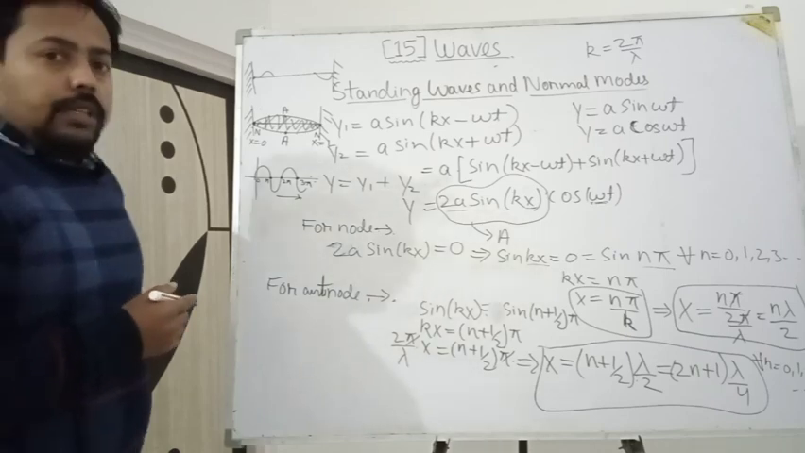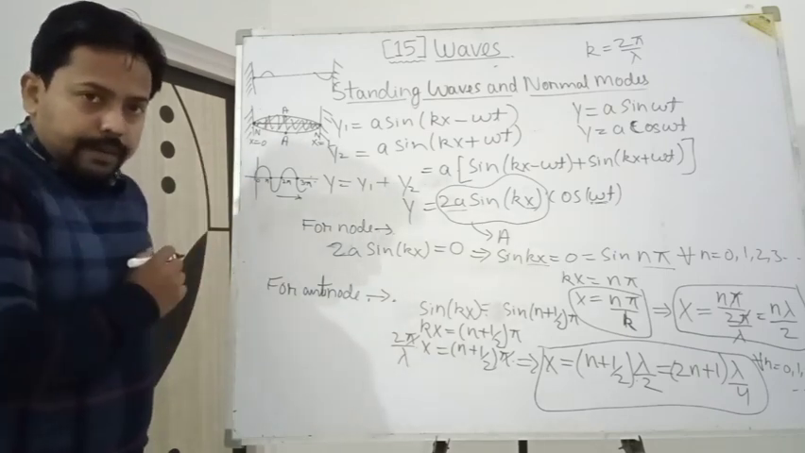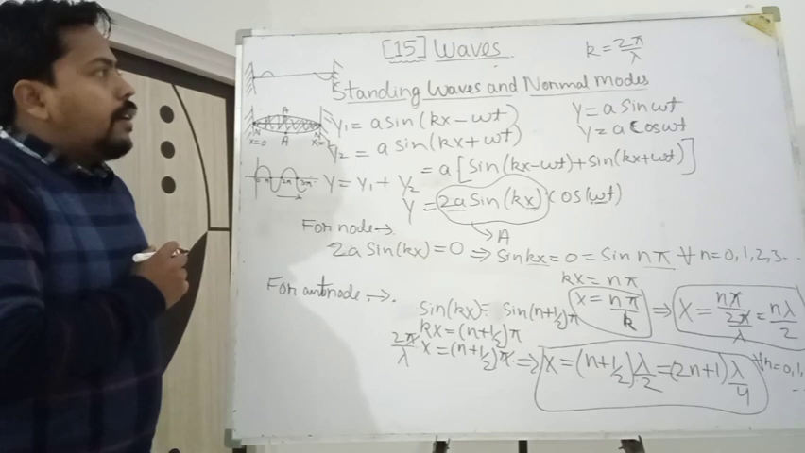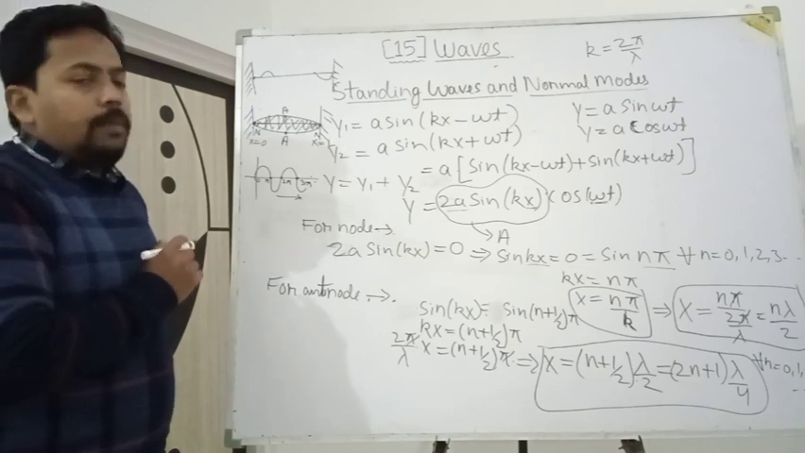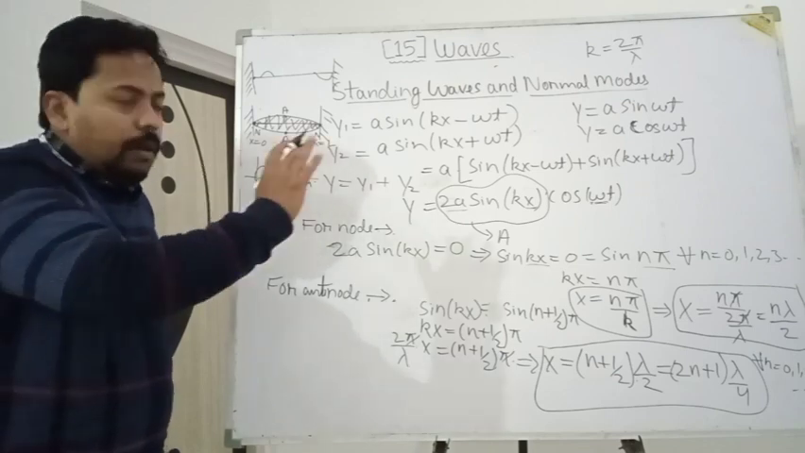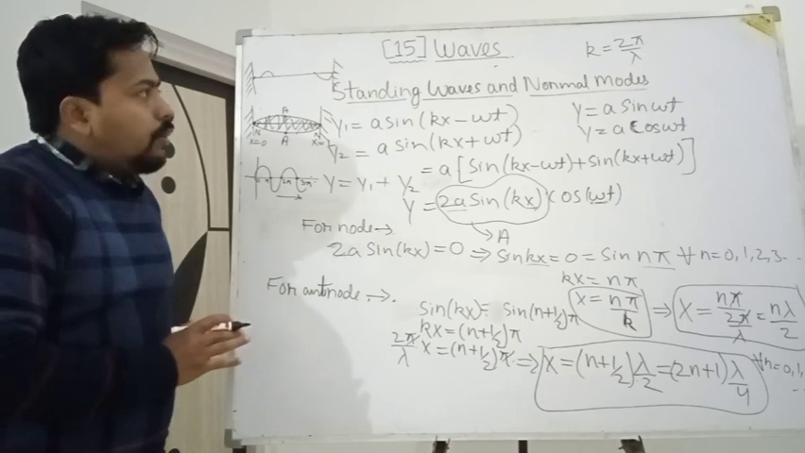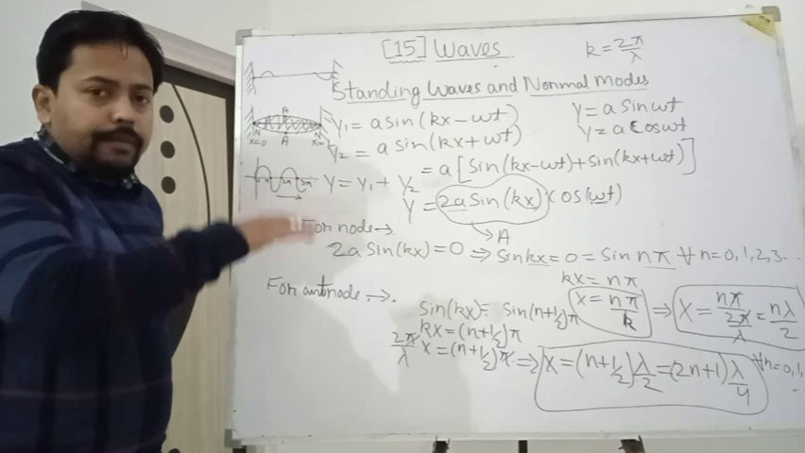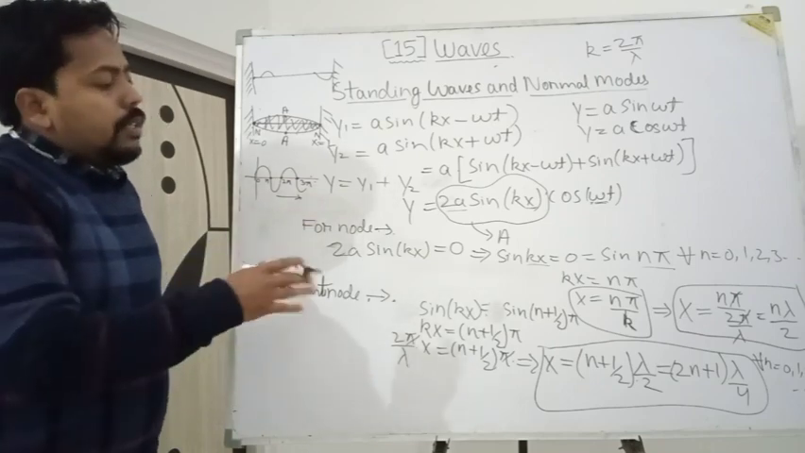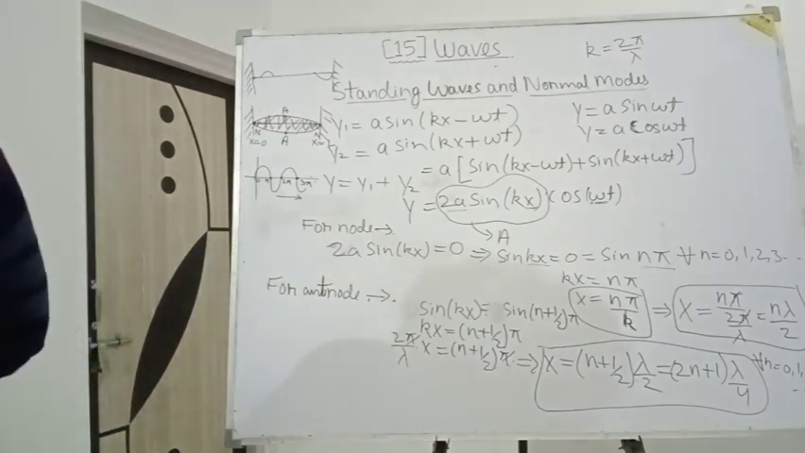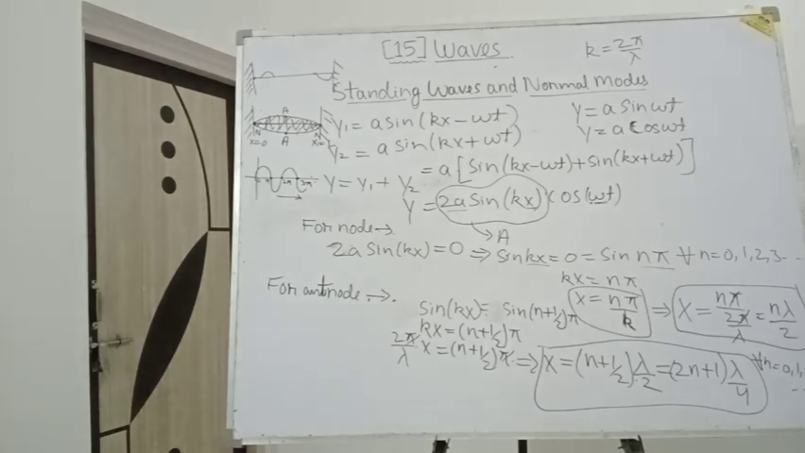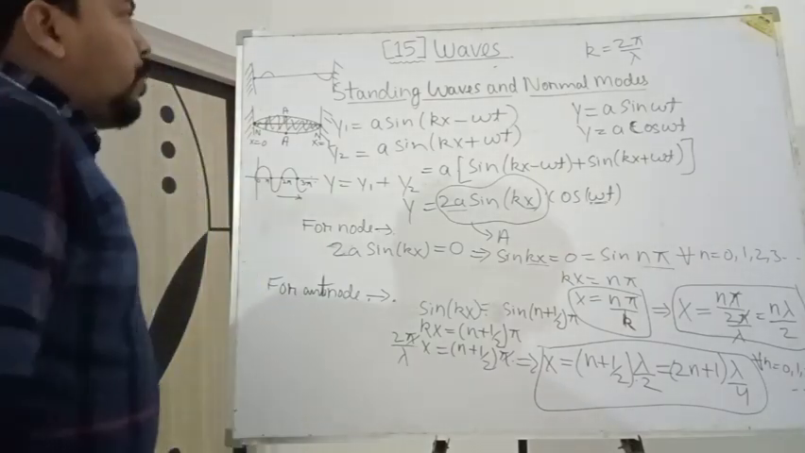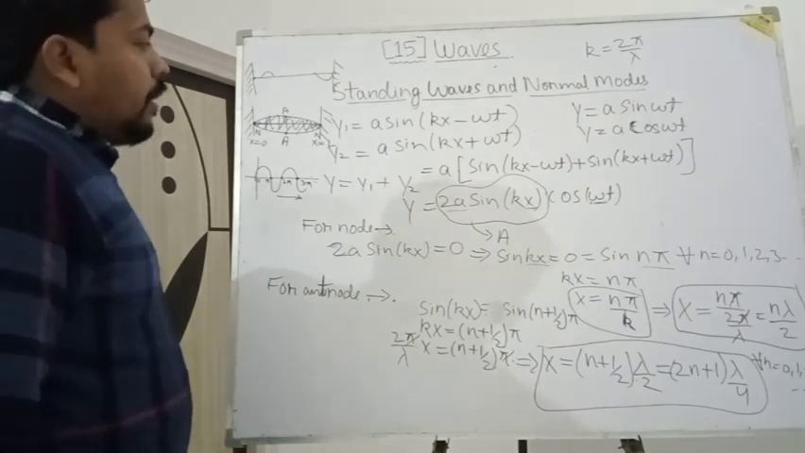Similarly, we can talk about the frequency variation in the entire string, and that is known as the normal modes. We can talk about the normal modes of the oscillating string, which has a standing wave in it. So this is the required expression for the position of nodes and antinodes. Now let's talk about the frequency which will be created during the disturbance.